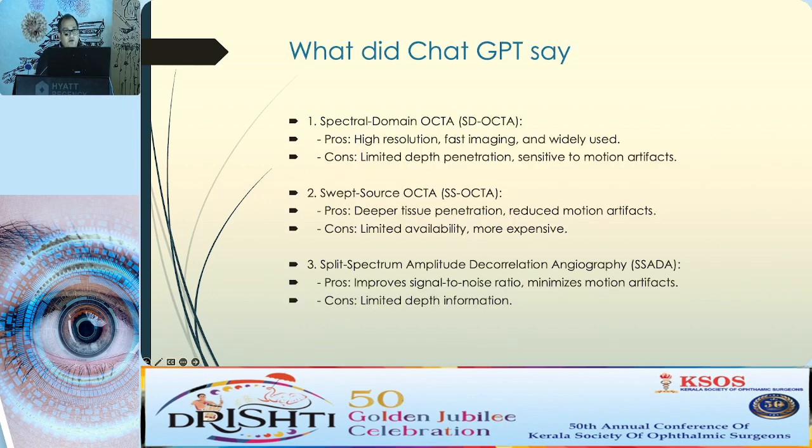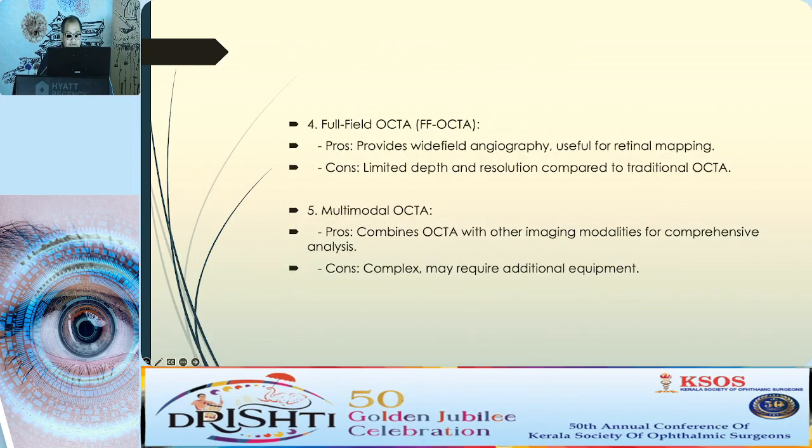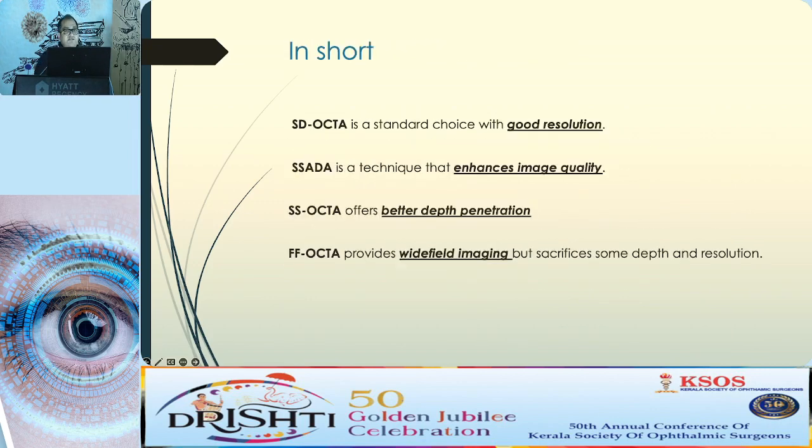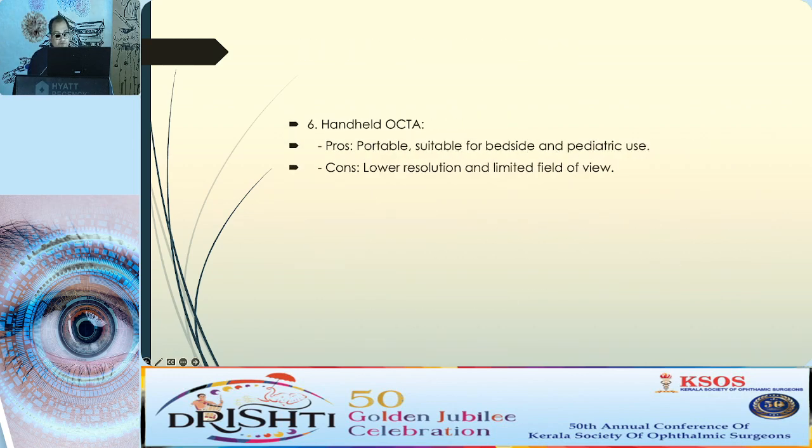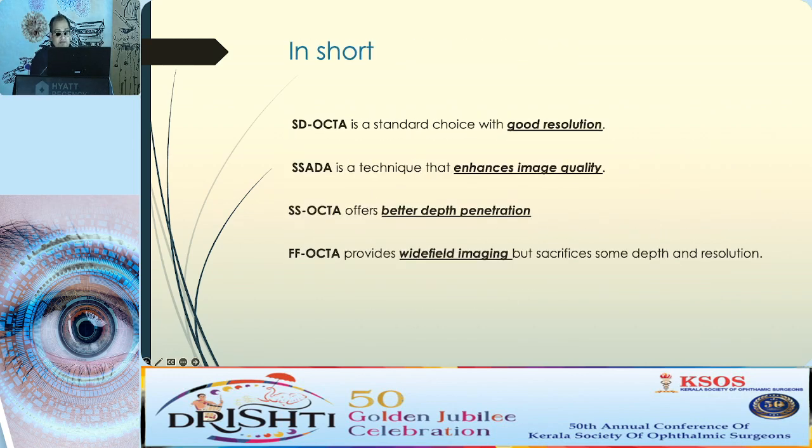So when I did not understand, I went back to the artificial intelligence. I asked it what exactly these meant, and it threw at me a multiple jargon of many things, which again confused me more. So what I did, I went back and just summarized it into 4 lines. SD Octa, that is a spectral domain Octa, is a standard choice when we need a good resolution. SSADA is actually, if you go back, a split spectrum amplitude decorrelation angiography. This one enhances the image quality.